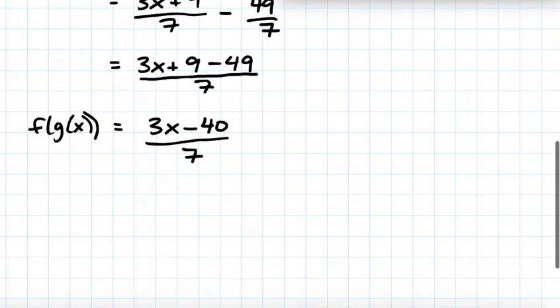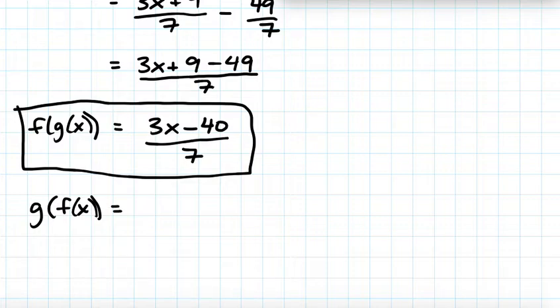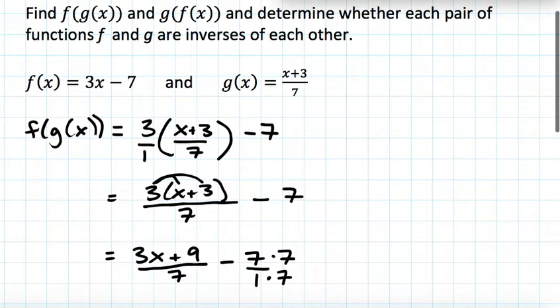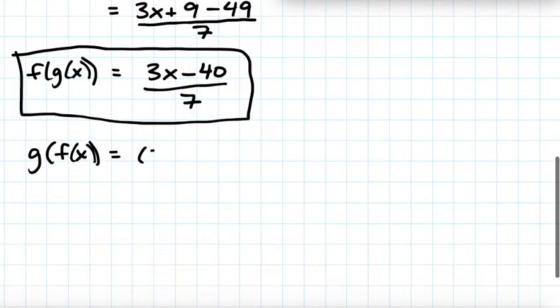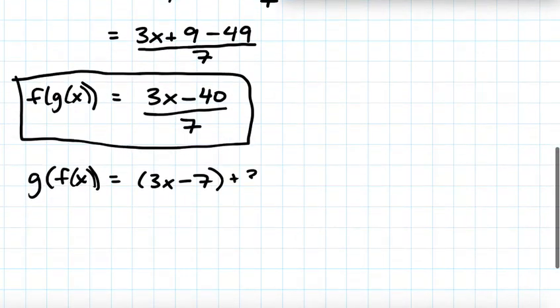However, for the homework, you will need to calculate the other one because you're going to need to enter all parts of the answer to get full credit. Fortunately, the other calculation is a little bit easier. So this is the answer for f of g of x. So for g of f of x, now I'm going to be plugging f into g. So go all the way back up here. F is 3x minus 7. So I'm going to replace the x in g with 3x minus 7. That's going to be 3x minus 7. And then g is x plus 3. So that'll be plus 3 over 7.